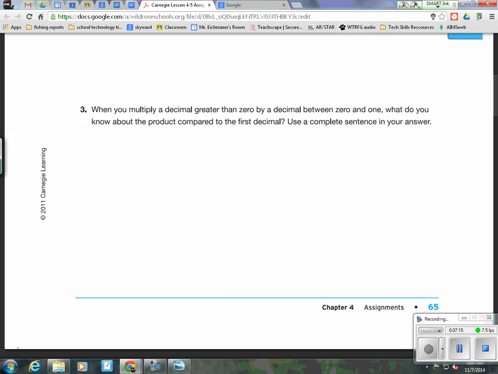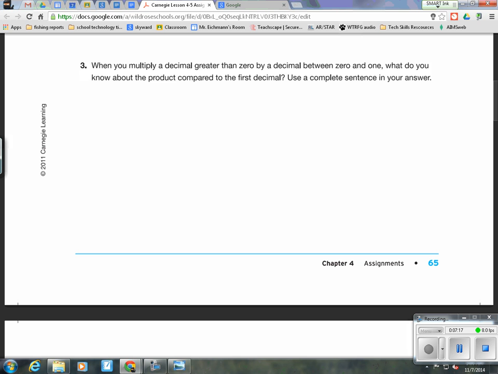The next question says, when you multiply a decimal greater than 0 by a decimal between 0 and 1, what do you know about the product compared to the first decimal? Okay, so give me a number that's greater than 0. Okay, 0.42. Give me a decimal between 0 and 1. Is that between 0 and 1?